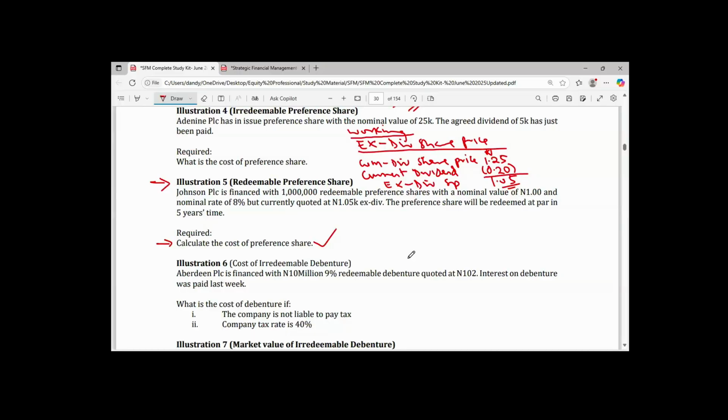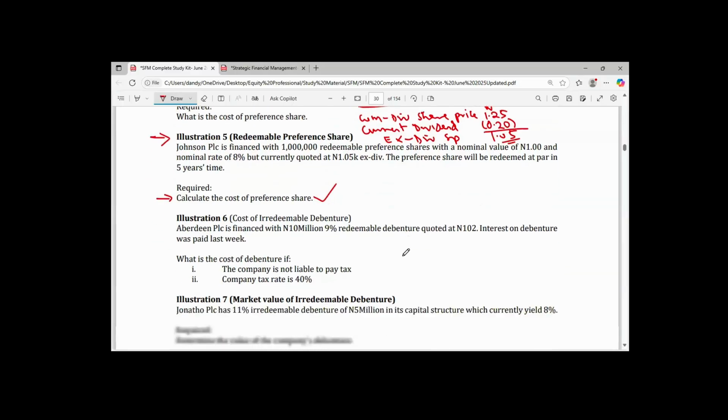Now, what are we supposed to do? We want to calculate cost of redeemable preference share. Two steps. The first step, you assume 2 discount rates that will produce 2 opposing NPV. That is, you assume 1 discount rate to calculate positive NPV, and another discount rate that will produce negative NPV. Then step 2, you proceed to calculating the cost of redeemable preference share, that is internal rate of return. That's all you need to do. No matter how big the question is, it's the same thing. So let's go ahead and calculate.